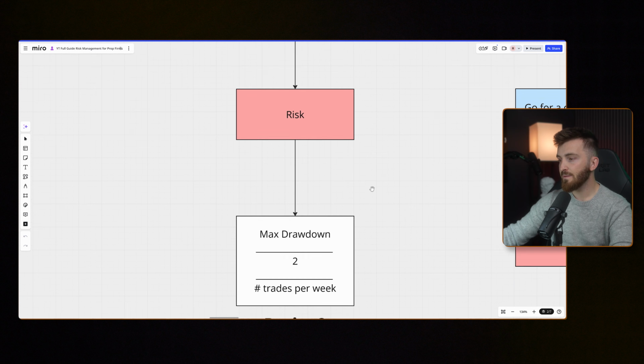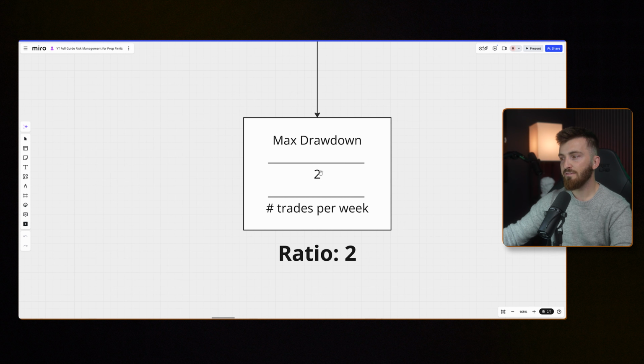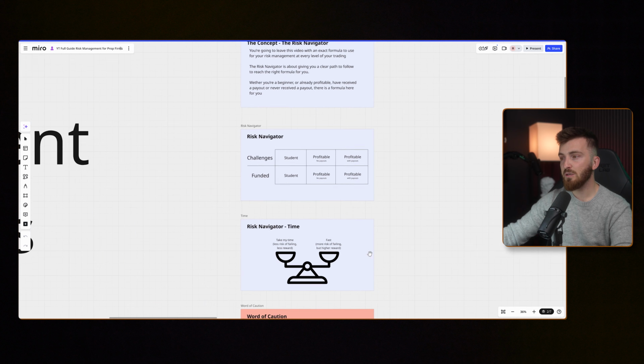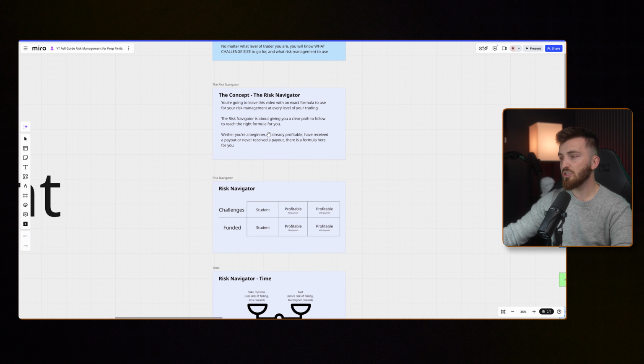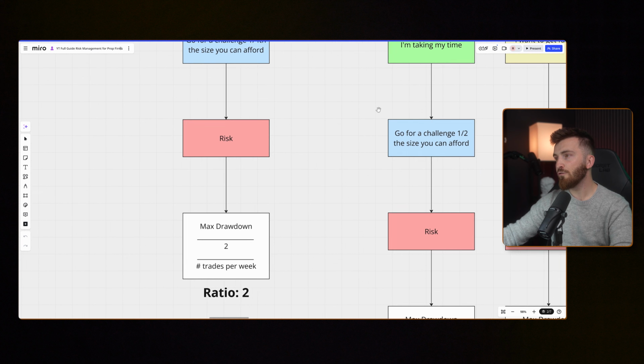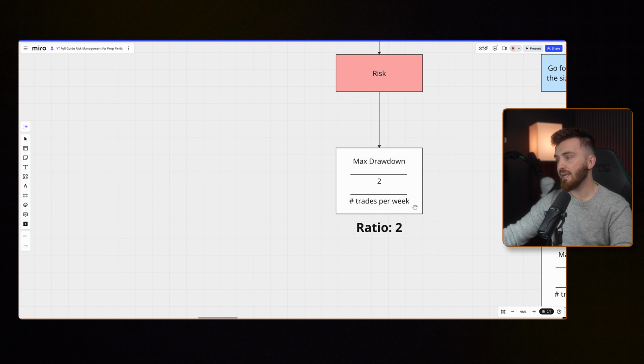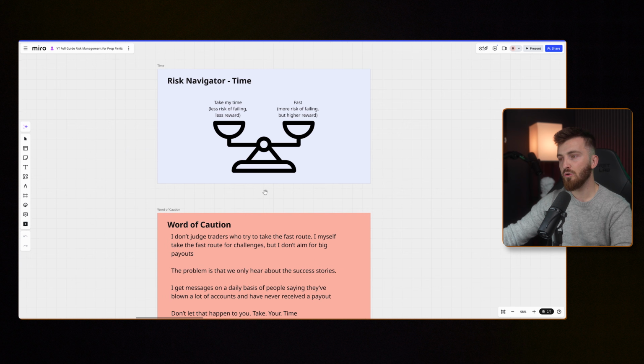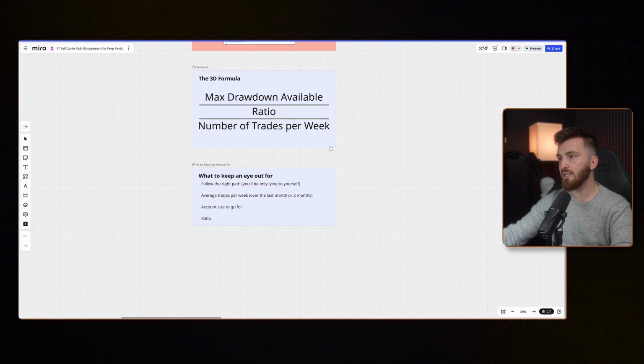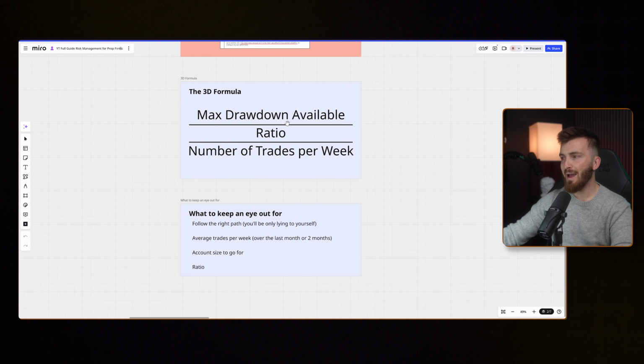So for the risk, you should go for max drawdown divided by 2, divided by the number of trades you take per week. So the ratio is going to be 2. So this is your ratio. Basically, you are going to understand, okay, I'm a student, I'm not profitable yet, that's fine. I'm going to go for a challenge 1/4 of the size that I can afford, and then my ratio is going to be 2. So you always go onto the formula and you do max drawdown available.